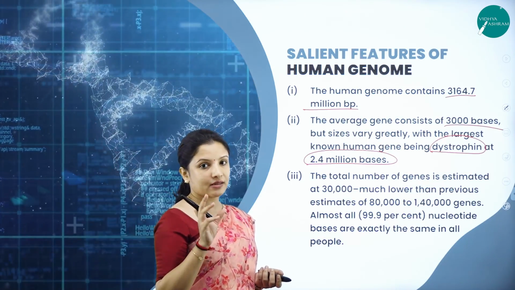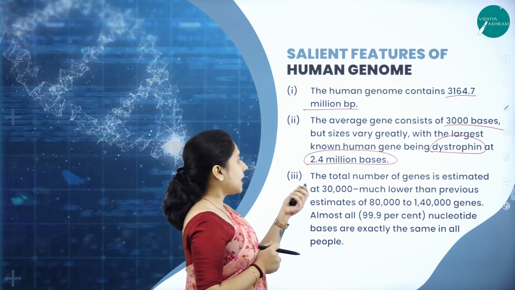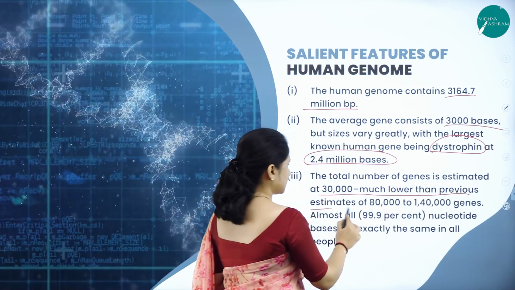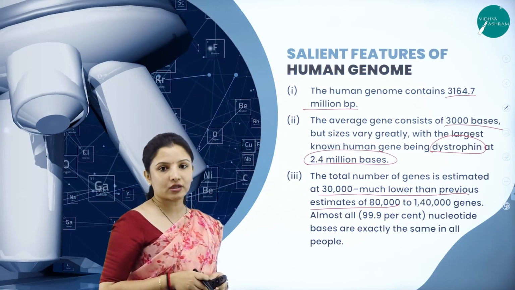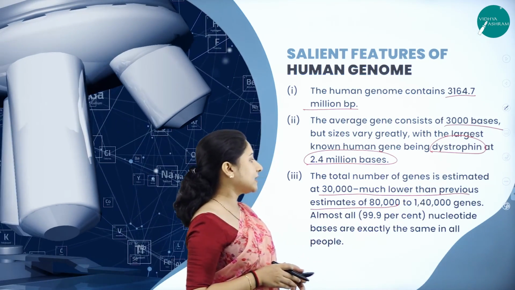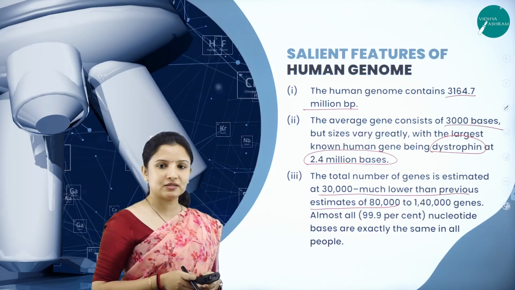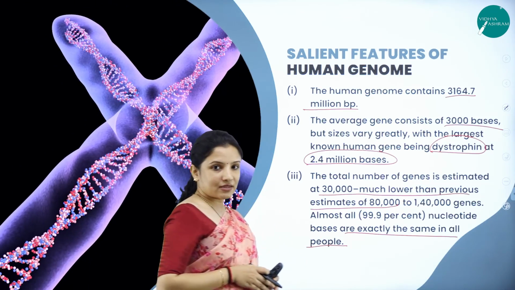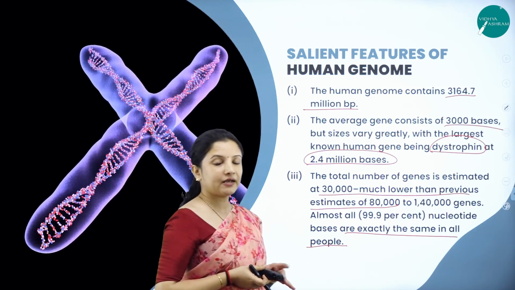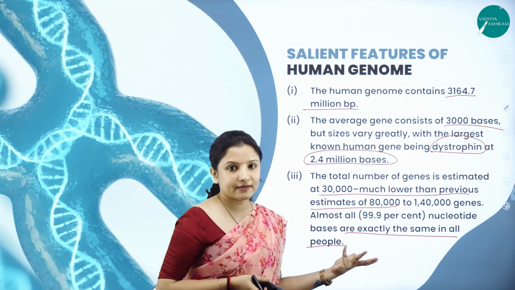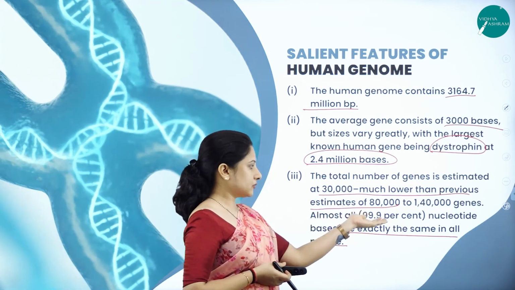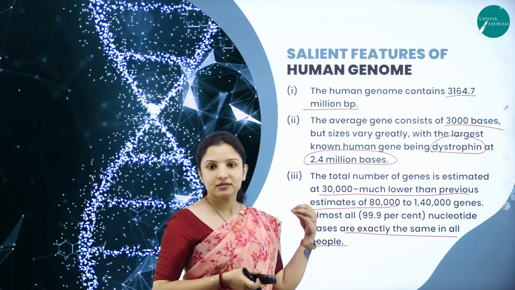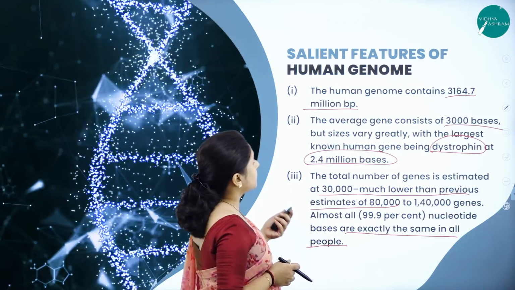It is the largest gene produced by the human DNA, and the total number of genes is estimated at 30,000, much lower than the previous estimate of 80,000 to 140,000 genes. Almost 99.9% of nucleotide bases are exactly the same in all people. The nucleotide bases are the same, but because of the microsatellites present there is slight variation, and through DNA fingerprinting various things can be done. So this is about the salient features.